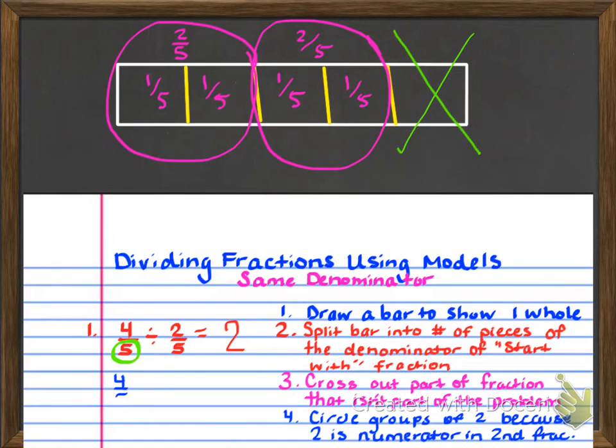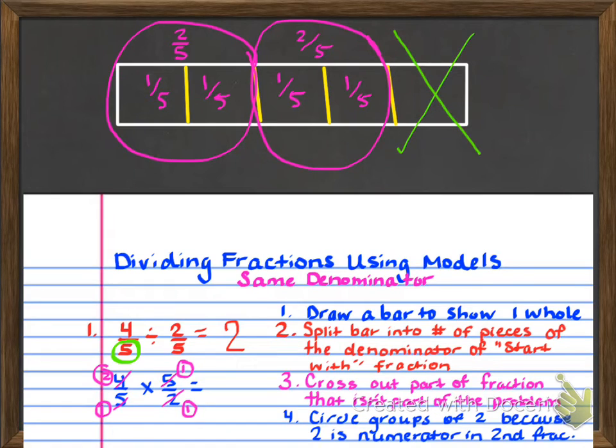So we have 4/5, and we're going to flip that to 5/2, and then we're going to change division to multiplication. Now we're going to go ahead and cross simplify. We get a 1 here and a 2 here because we're dividing out 2 from both of those. And we can cross simplify our 5s. So we get a 1 here and a 1 here because we're dividing out 5 from both of those.